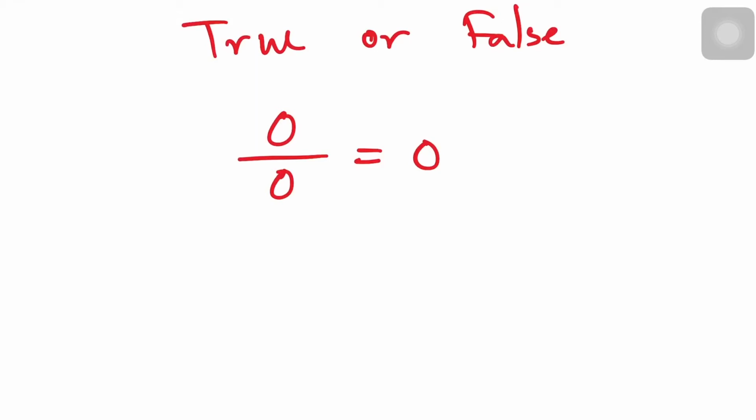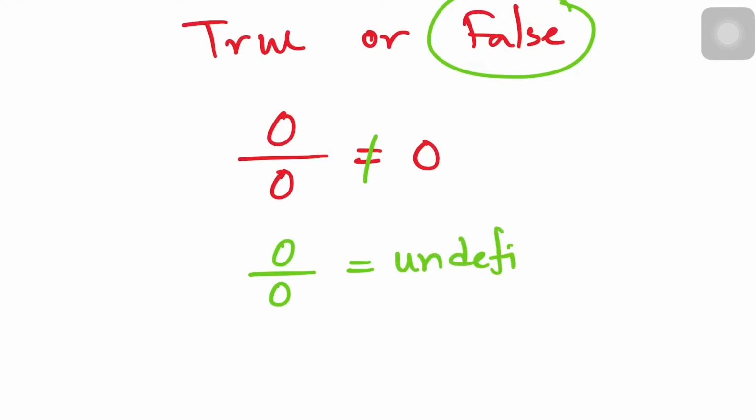True or false? 0 divided by 0 is equal to 0. I will give you 10 seconds to think about the problem. The answer is false. 0 divided by 0 is not equal to 0. Okay? 0 divided by 0 is equal to undefined, not 0.